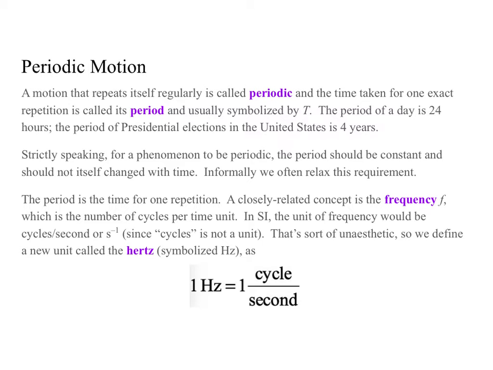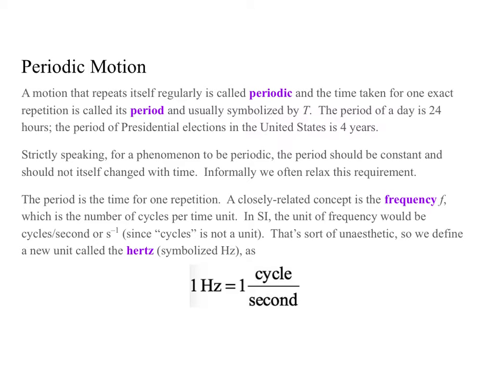A motion that repeats itself regularly is called periodic, and the time it takes for one exact repetition is called its period, usually symbolized by the letter capital T. Note the distinction between capital T and lowercase t. Lowercase t is the clock time, the time you're just reading as it runs forward, but capital T is a specific thing, the period, the time to repeat once. The period of a day is 24 hours. The period of presidential elections in the United States is 4 years.